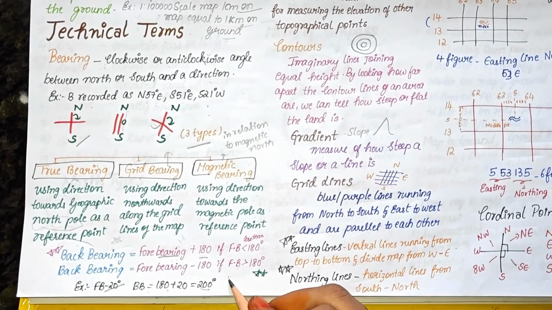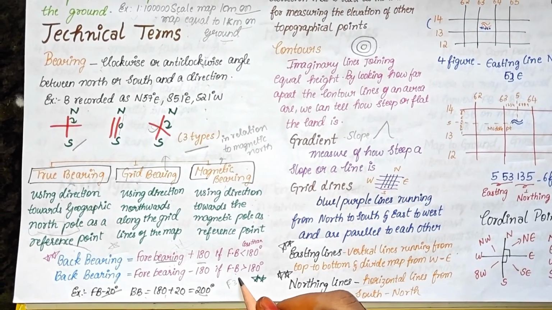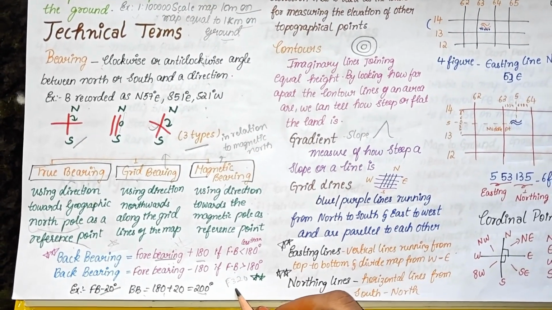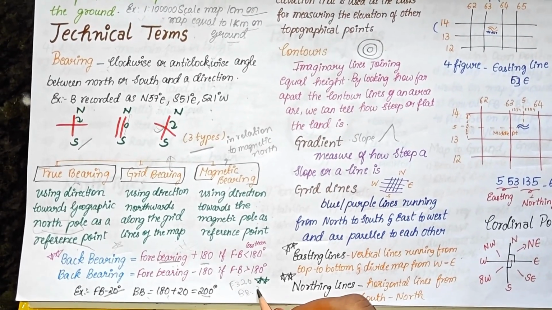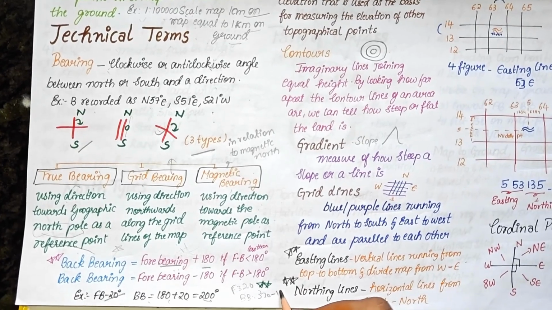If the fore bearing is given as 320, then what do you have to do, students? So the back bearing will be, fore bearing is 320, right? 320 minus 180.